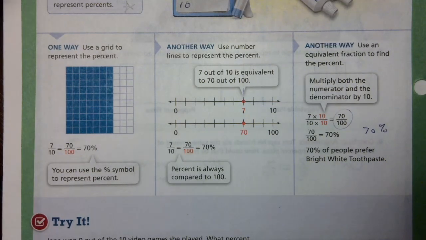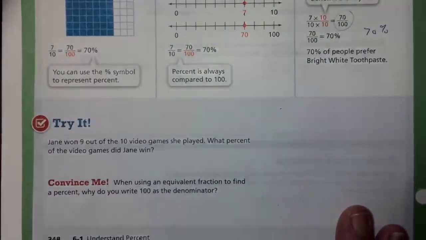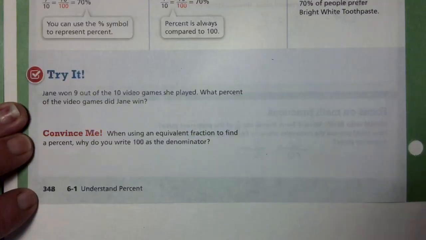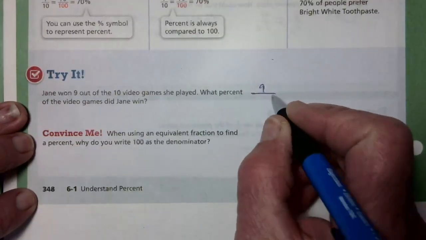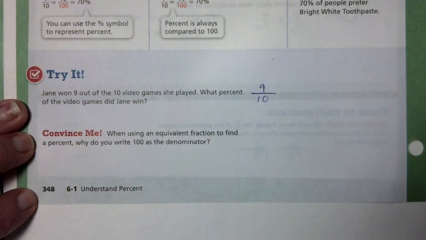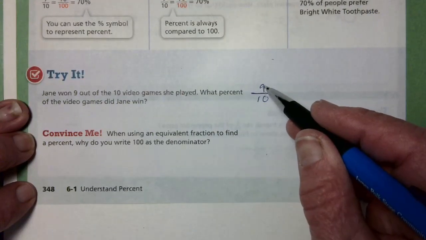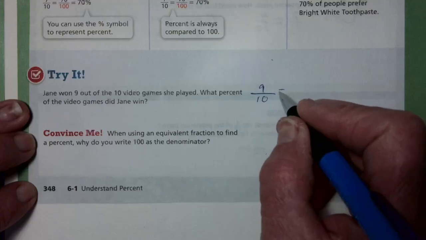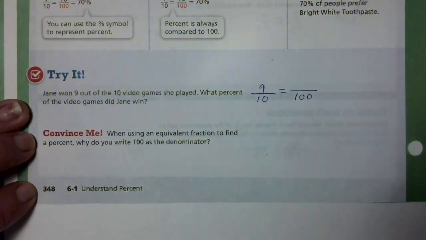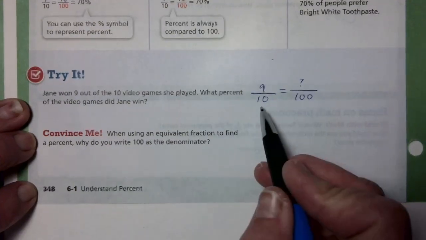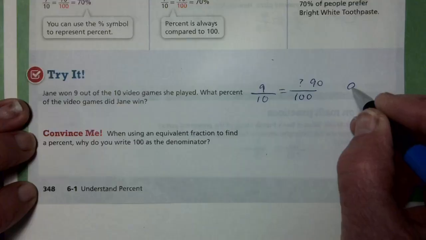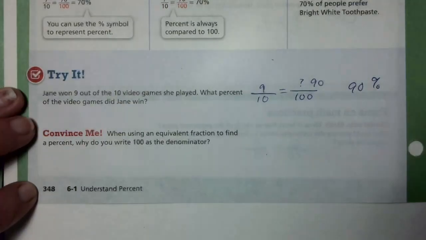Okay, let's go to the try it. Jane won 9 out of 10 video games she played. This is a part and this is a whole. Okay, what percent? So we want to know the percent. When it's 100, what's this number going to be? So if I multiply this by 10, I get 100. If I multiply this by 10, I get 90. So it's 90%.